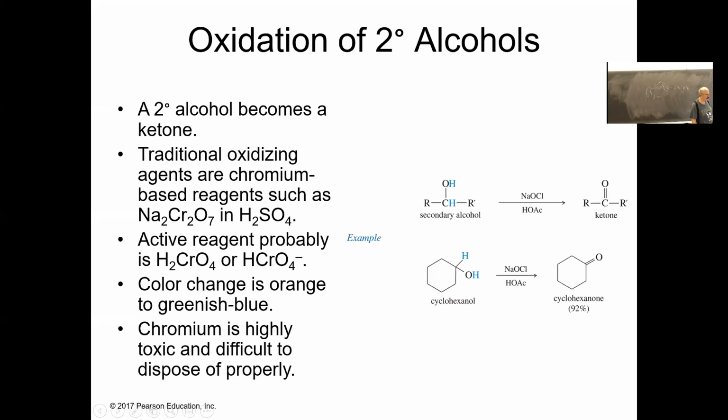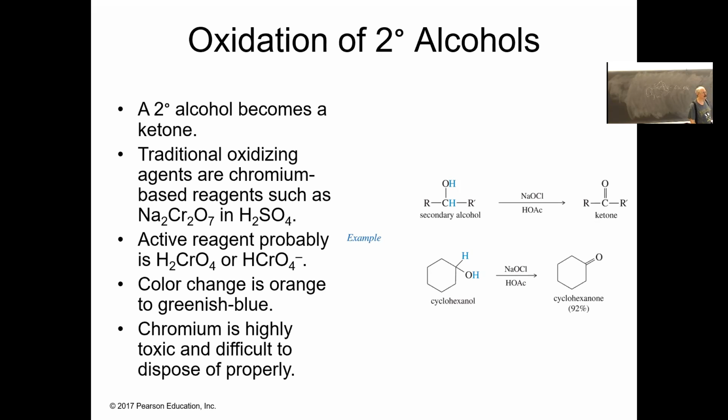This last point: chromium is highly toxic and difficult to dispose of properly. So when we do oxidations in the lab, we typically don't prefer to use chromium reagents, again because of the toxicity and the expense involved in disposing of them. The big advantage, of course, is there's a color change. You can see that an oxidation is taking place.